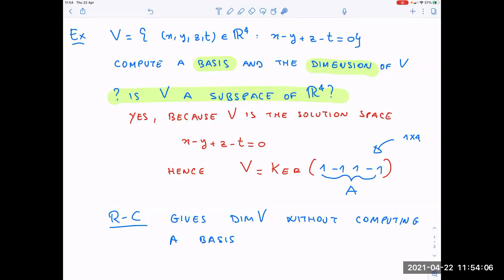Okay, so how do we compute the dimension of V without finding explicitly a basis, using the Rouché-Capelli theorem? Do you remember how to do this? So how is this done? Of course, this is something you have to know because it's now something we assume to be part of our knowledge.